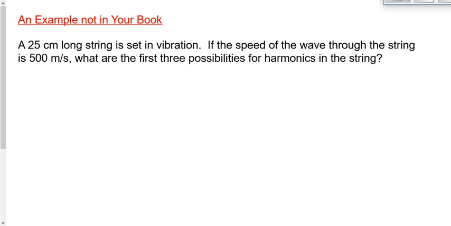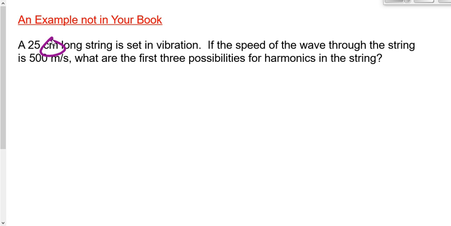Example number 1 says a 25 centimeter long string is set into vibration. The speed of the wave is 500 meters per second. What's the first 3 possibilities for harmonics in this string? We could derive an equation for the first harmonic, and an equation for the second harmonic, and an equation for the third harmonic. Or you could take my advice, which was to always go through the first harmonic and then just find what you're looking for from that. So let's deal with the first harmonic first.